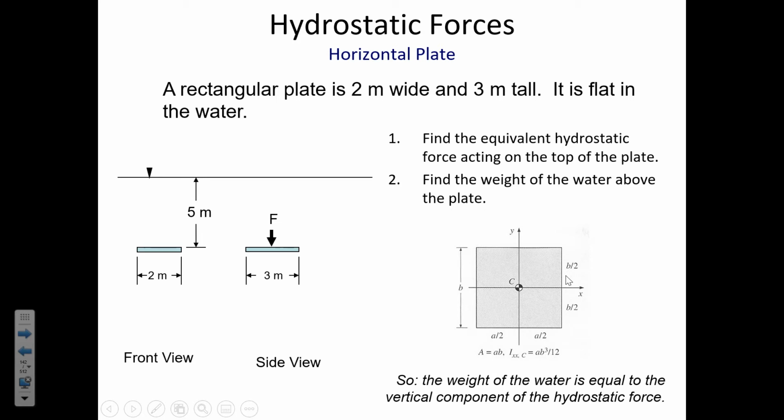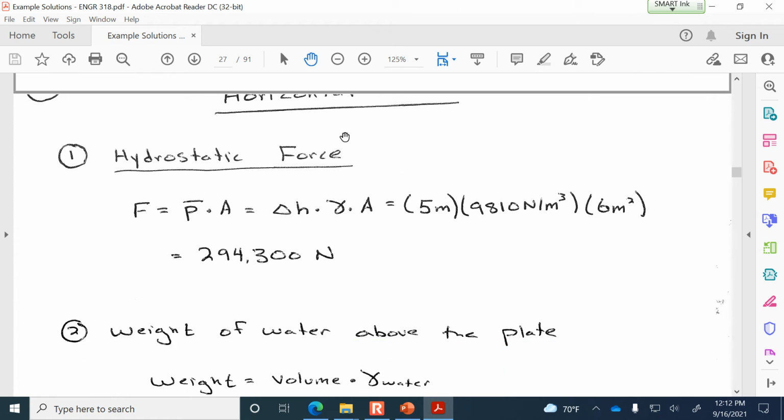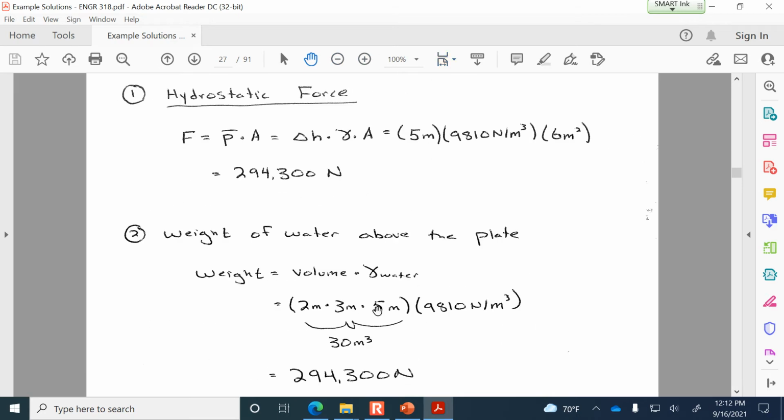The weight of the water would be the volume multiplied by the unit weight. The volume above this rectangular shape is 2 meters by 3 meters by 5 meters, and to find the weight of water above the plate, we multiply that by 9810 newtons per meter cubed. So it's 2 by 3 by 5, which is 30 cubic meters, multiplied by 9810, and lo and behold, the weight of the water above this flat plate is the same force that we calculated according to the hydrostatic method approach.